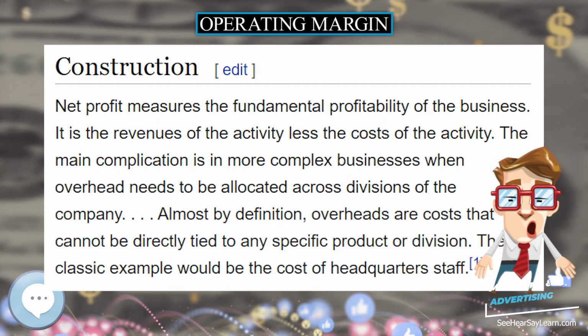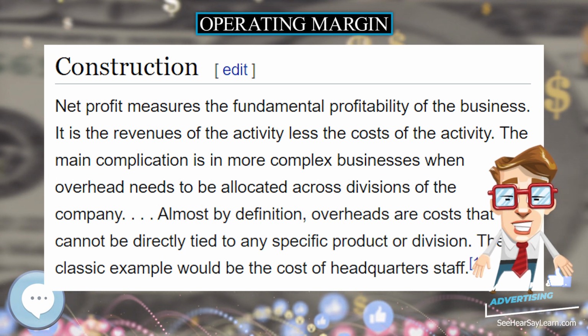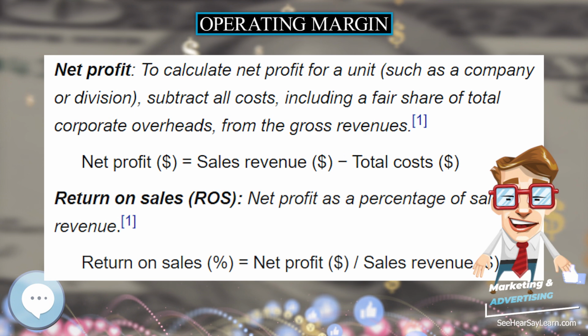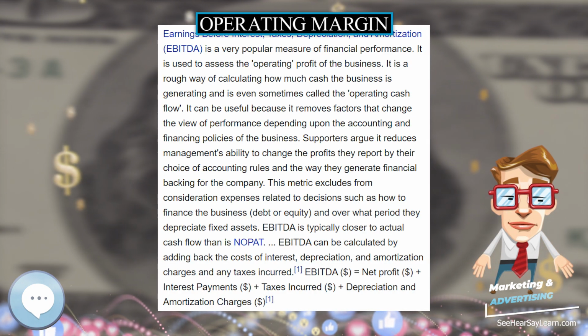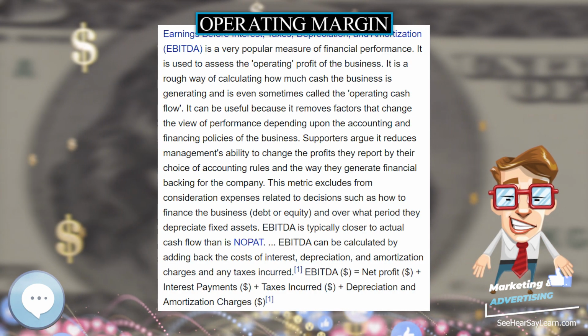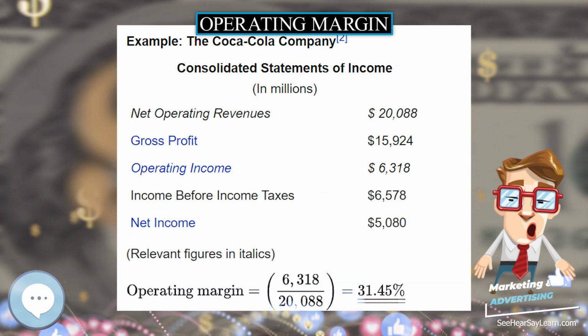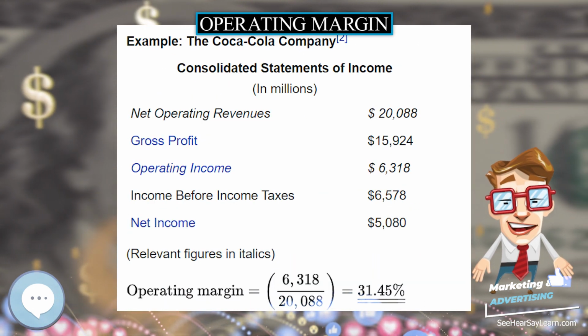Net profit. To calculate net profit for a unit, such as a company or division, subtract all costs, including a fair share of total corporate overheads, from the gross revenues. Return on sales, ROS, is net profit as a percentage of sales revenue.